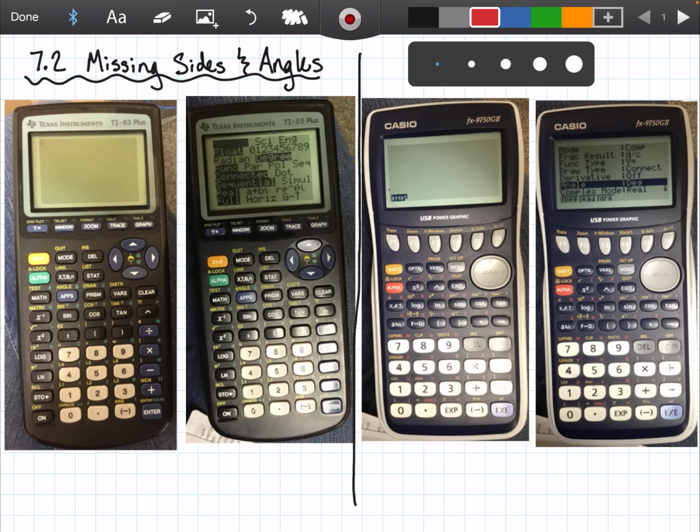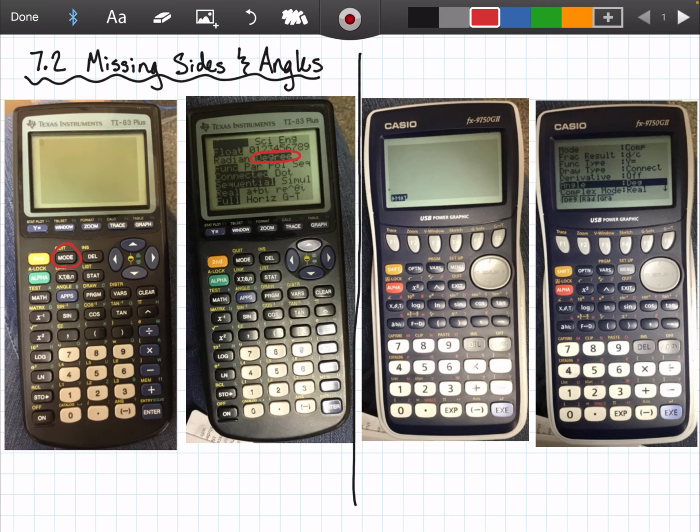The first thing, if I'm just looking at the screen, I need you to hit the mode button, which is right here. And it's going to take you to this menu. What you're looking for is that the word degree is highlighted, which is about the third row down. If it's not, you need to arrow down to that third row, arrow over to degree, and then hit enter.